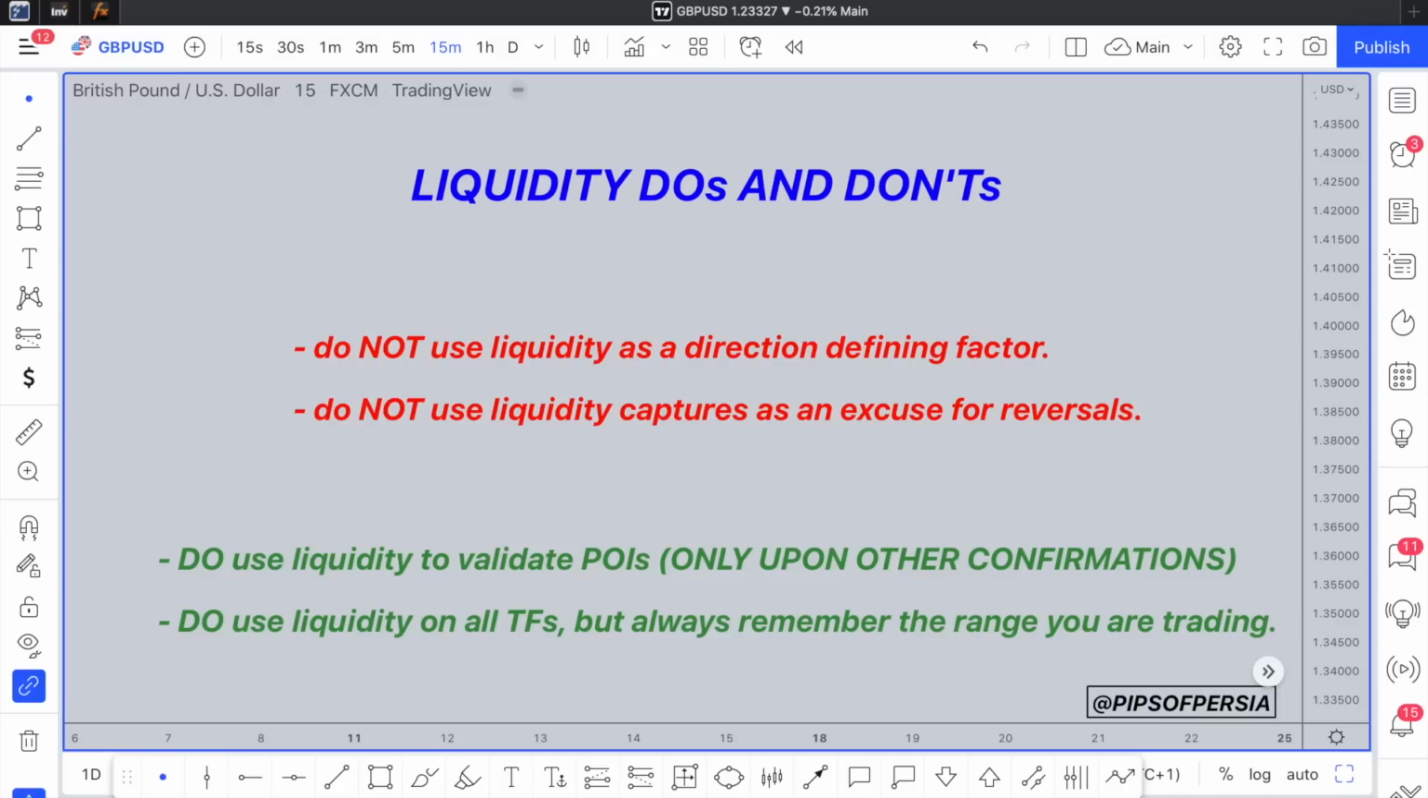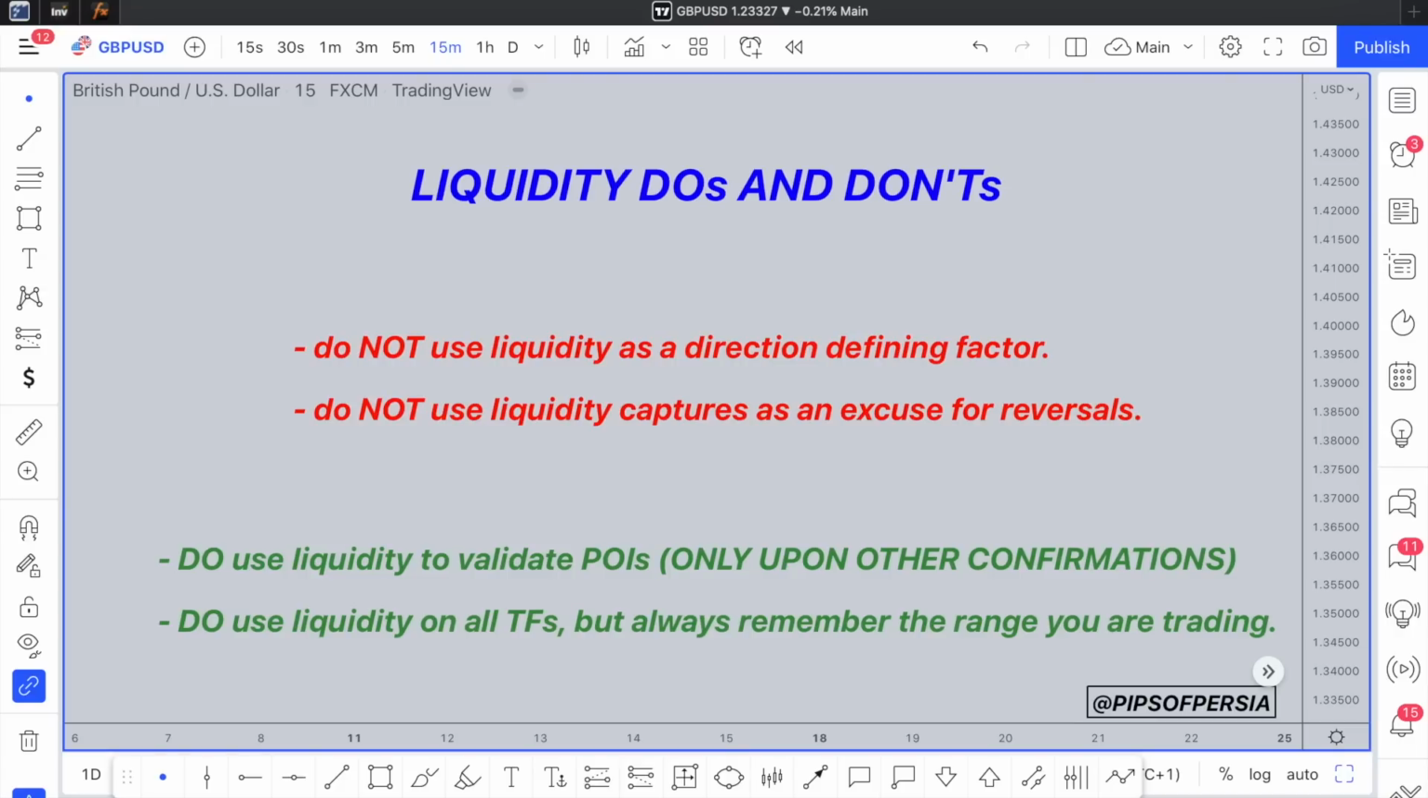So hopefully by now you have a good idea why we pay so much attention to liquidity, but it's still very important for us to know some do's and don'ts when it comes to liquidity for our day-to-day trading. Do not use liquidity as a direction defining factor. I see this so much with smart money traders that as soon as they see some equal highs, they think the market has to go up. Some equal lows, they think the market has to go down. Some trendline liquidity, they think the market has to go and manipulate it. Fair enough. At some point it may, but we should never use that as a direction defining factor for the trade that we are going to be taking on that day.